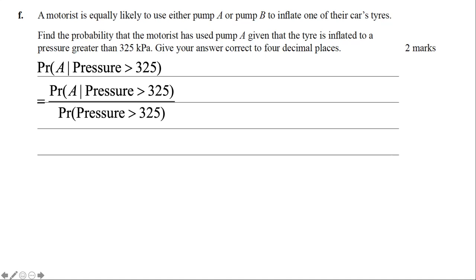Of course, you need to recognize the correct conditional statement. It's probability of pump A, given any pump could have pressure greater than 325. So the top part is actually an intersection divided by the probability of pressure greater than 325. I'll fix the typo later. Now you should have an intersection sign here, okay? An inverted U.